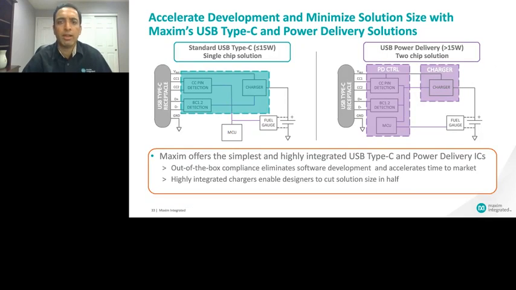So in conclusion, we've seen a lot of solutions offered by Maxim, which really offer the simplest and the most highly integrated solutions for the USB Type-C applications. We have out-of-the-box compliance for USB power delivery, as well as fully integrated solutions which include the charger as well as the Type-C detection, all in a single chip. And that both improves your time to market and minimizes your solution size.